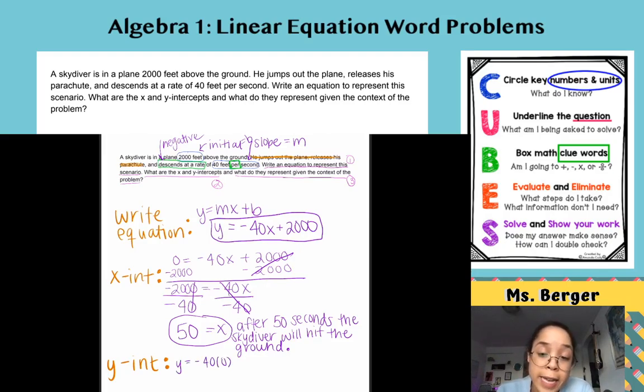Now to find our y-intercept, I'm just plugging in 0 for x. When I do that, I get our initial value of y equals 2,000 feet. It's an initial value, so that just means that's the starting height. That's the height that our skydiver is going to start at.